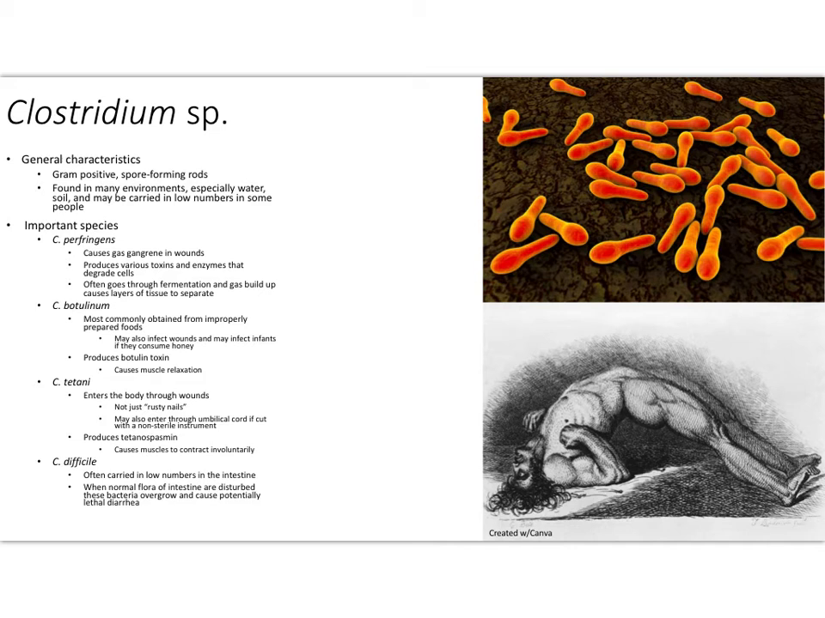Our next one in the Clostridia is Clostridium botulinum. This organism causes what we call botulism, and most of the time when people come in contact with this organism and the toxins that it produces, it is through improperly prepared food. And when I say improperly prepared, most of the time I'm talking about improperly canned food.